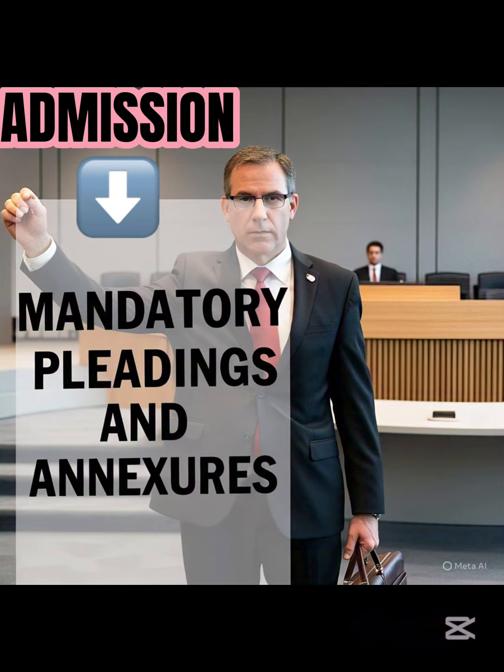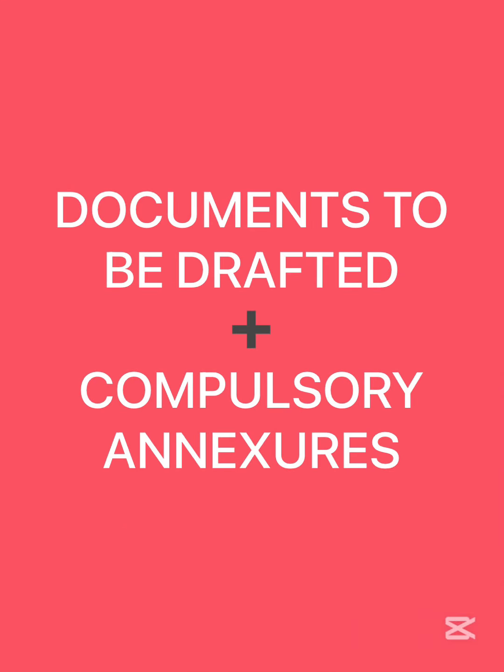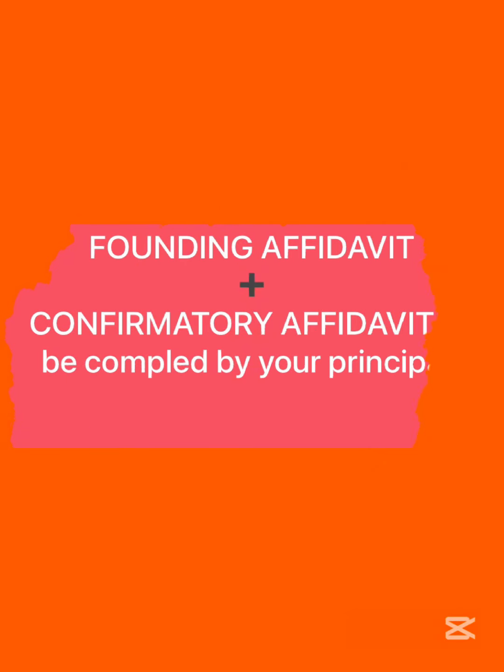As you can see from the title, today we will be going through a list of documents that are going to be required for your admission together with the necessary annexures. So first of all, you're going to draft a notice of motion, and then next you're going to draft a founding affidavit and a confirmatory affidavit. Remember, the founding affidavit is to be signed by you and the confirmatory affidavit is to be signed by your principal.